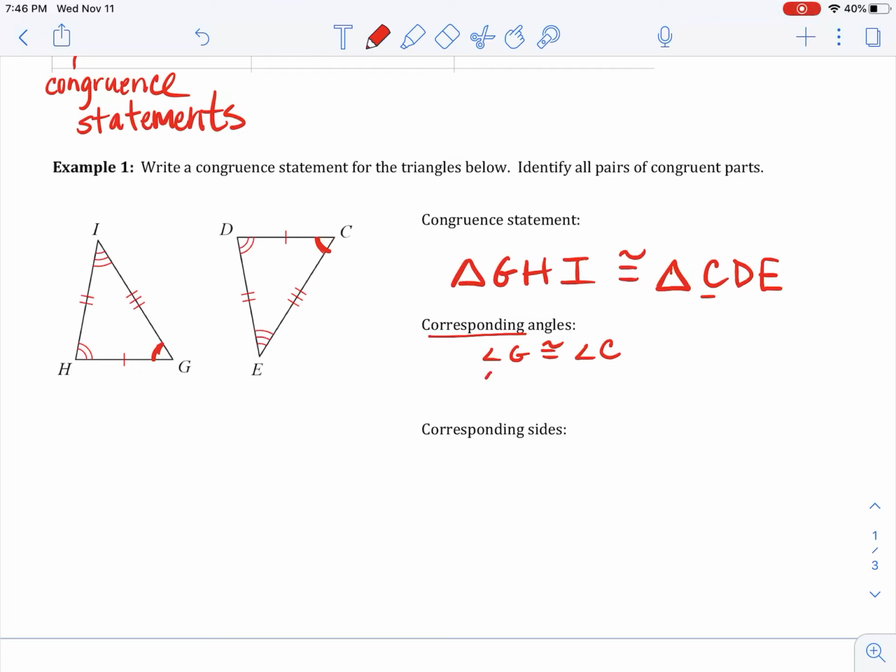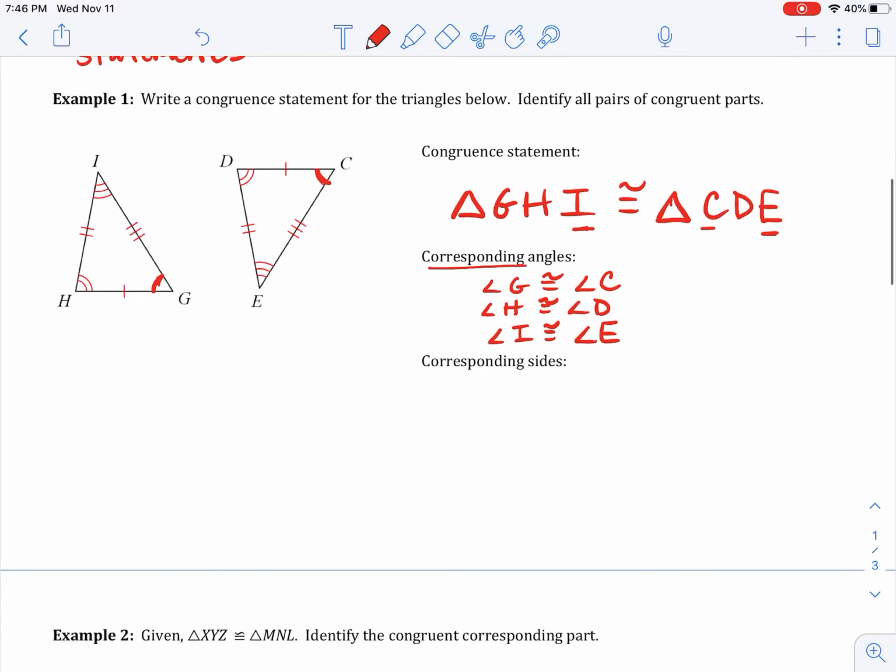Keep doing that with the angles. So H belongs with D. Again, if you look at the congruent statement, it's because they're both in the second spot. Or if you go to the picture, it's because they both have double arc marks on them. And then finally, I belongs with E. They both have triple arc marks on them in the picture, and they were both written in the third position.